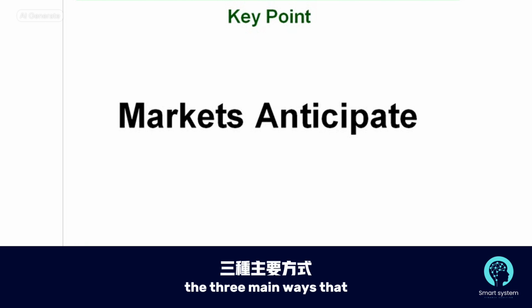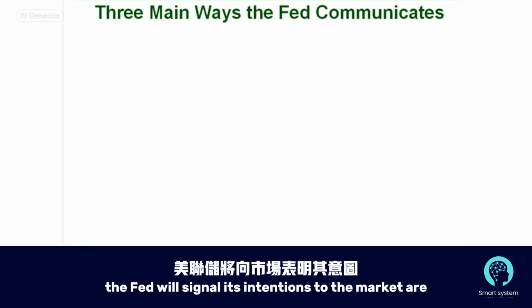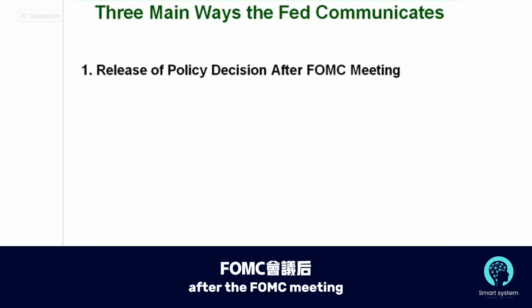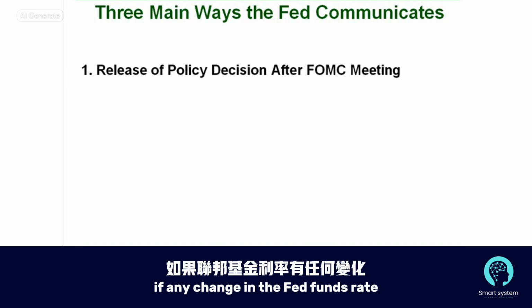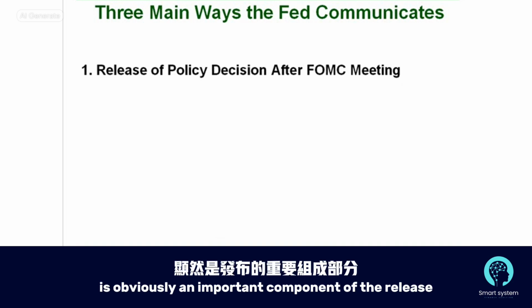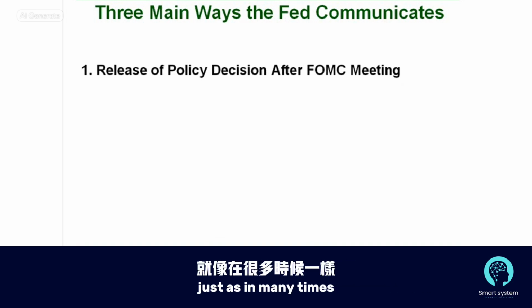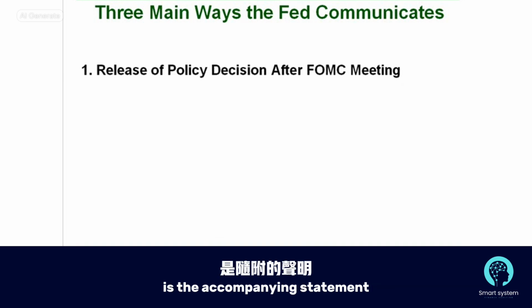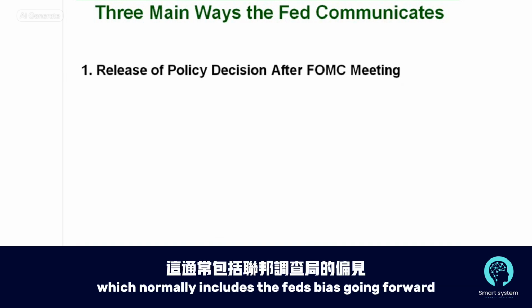The 3 main ways that the Fed will signal its intentions to the market are: the first being the release of the policy decision after the FOMC meeting. While the announcement of what, if any, change in their target for the Fed funds rate is obviously an important component of the release, just as in many times, even more important on market moving is the accompanying statement, which normally includes the Fed's bias going forward.